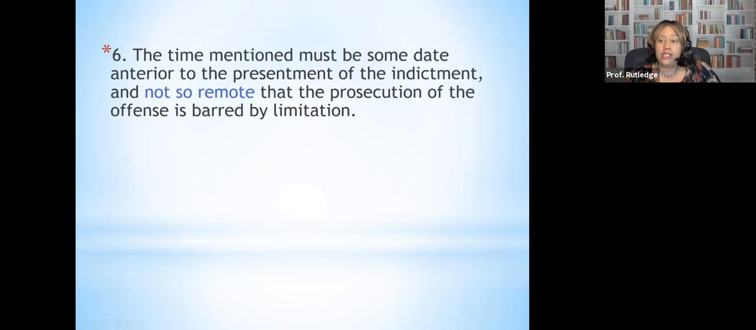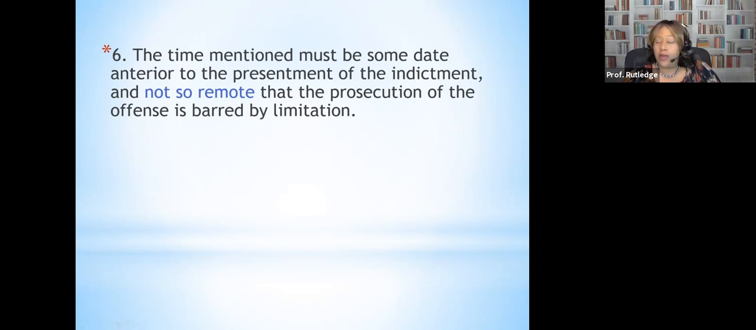The time mentioned must be some date anterior to the presentment of the indictment, but not so remote that the prosecution of the offense is barred by limitations. So it can't be barred by limitations. We're going to get to limitations soon, but just keep in mind, most felonies are 3 years, most misdemeanors are 2, but there are some specific statutes of limitations depending on the case.